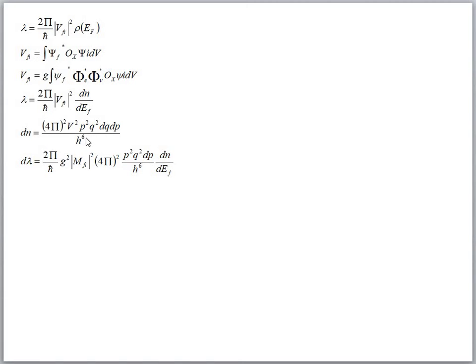When we substitute for dn, and we already know that psi e is equal to 1 by square root of V and psi nu is equal to 1 by square root of V, applying all these to this equation, we get lambda equal to 2 pi by h cut square g square M fi square 4 pi square p square q square dp divided by h raised to 6 into dn by dE f.